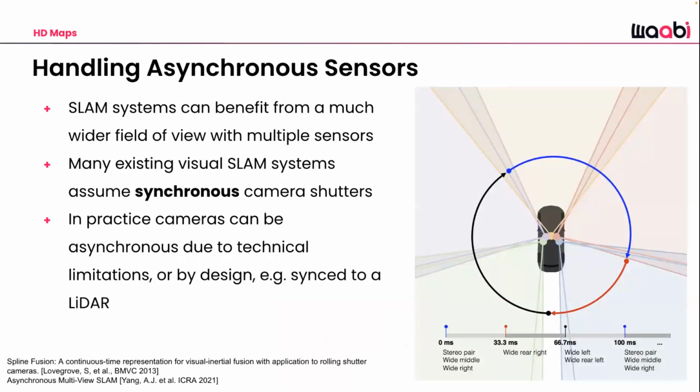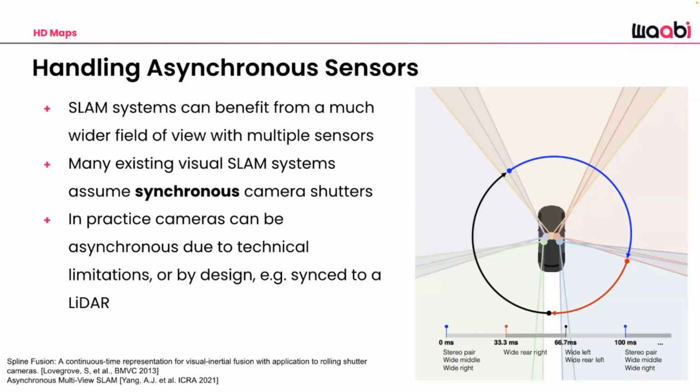We might also want to handle asynchronous sensors for a reconstruction system. Autonomous vehicles are often equipped with multiple cameras, which is necessary, for example, to cover the entire surrounding environment. Many existing multi-view SLAM systems assume that multiple cameras also fire at the same time in each frame. But in practice, the multiple cameras could be asynchronous with respect to each other due to technical limitations or by design. For example, the cameras might be synchronized with the spinning LiDAR so that they fire as the LiDAR sweeps through the scene. This is actually a common setup in many autonomous driving data sets.